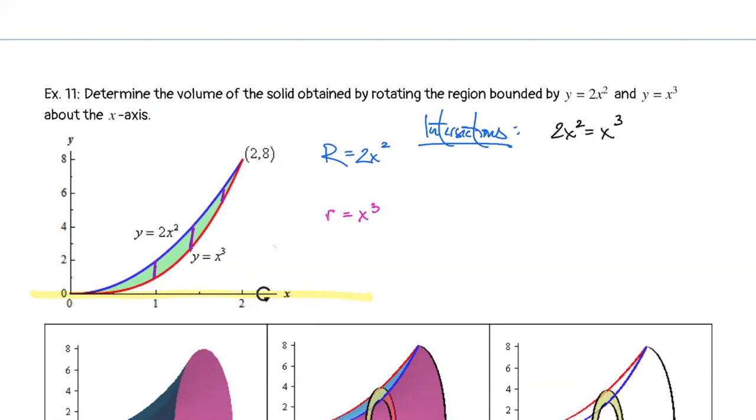Right? 2x squared equals x cubed. But as a follow-up to our previous question, what we don't want to do is divide by x squared, right? In fact, in general, when we see polynomials like this, we want to move everything to one side, set it equal to 0. So we have x cubed minus 2x squared equals 0. We can factor out an x squared. And then we'll get our 2 intersection points.